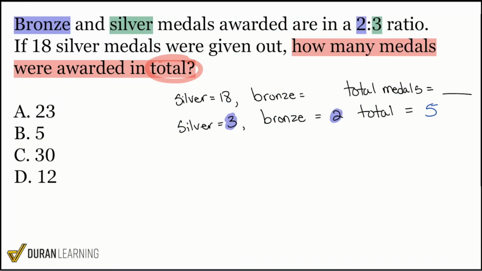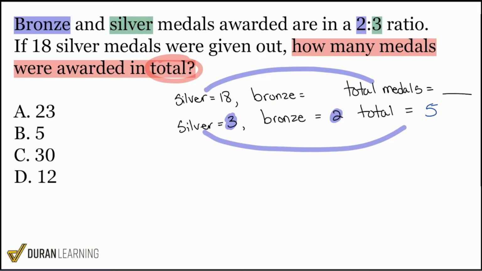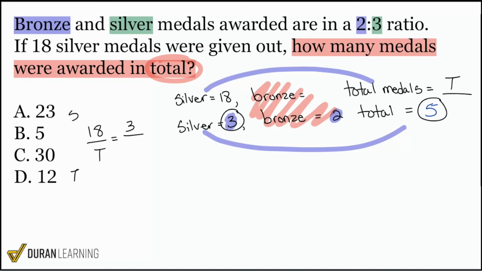What I'm going to focus on is comparing silver to total, silver to total. I'm going to ignore this. I'm going to ignore that. I'm just going to compare silver to total, and when I do this, watch. I'll put a T for total, so I'll have silver up top, total on the bottom. Then we're going to write 18 over total equals 3 over 5. Again, silver over total.